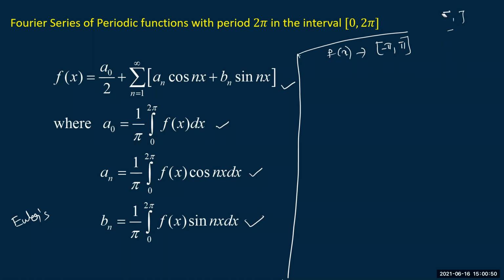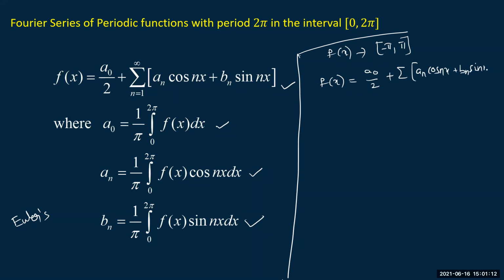Okay, now when it is 0 comma 2 pi, we have written the Fourier series like this. In case it is the interval minus pi comma pi, then also we can write the Fourier series. You'll understand the basic difference here. This is how we normally write the Fourier series expansion: an into cos nx plus bn into sin nx.